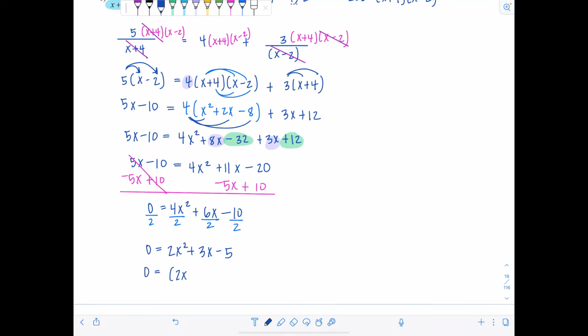So we have 2x and x. I want 3 in the middle. 5 is going to be 5 times 1. So let's put the 1 here, 5 here. That should be positive.